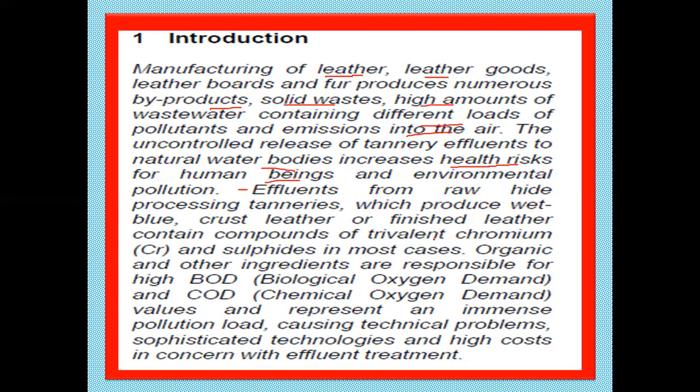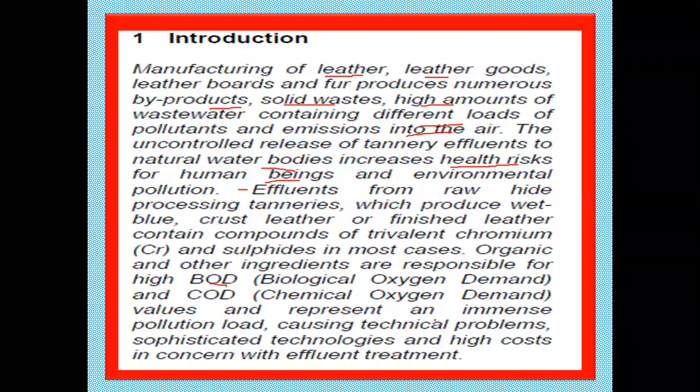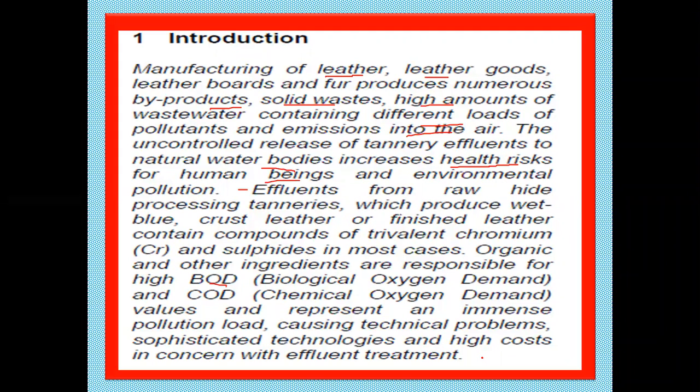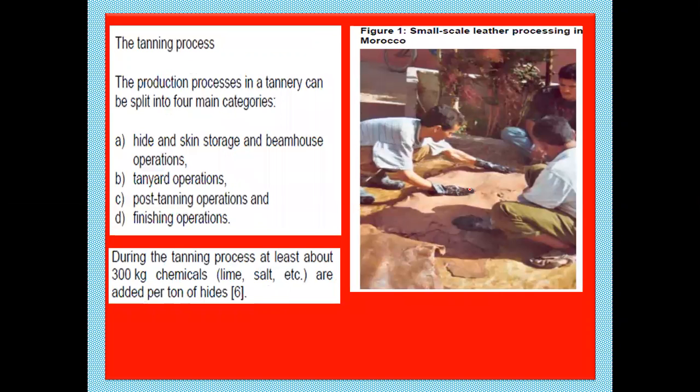Organic and other ingredients are responsible for high BOD and COD values and represent an immense pollution load, causing technical problems, sophisticated technologies, and high cost in concern with the effluent. Then what is the meaning of tannery? See here. So they have removed the skin of an animal and they have dried it.